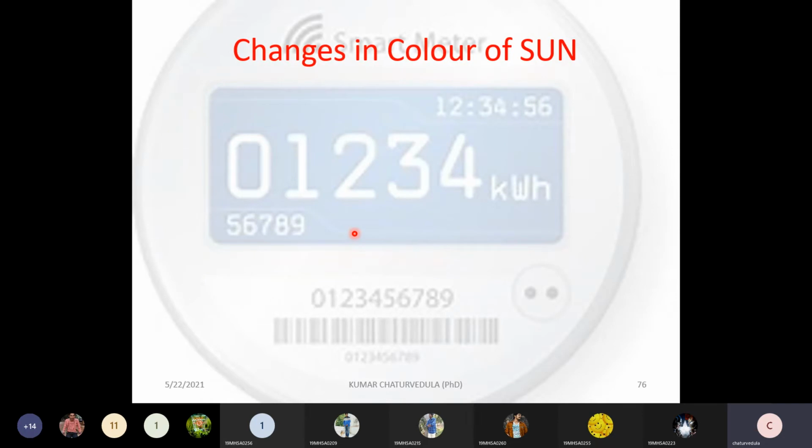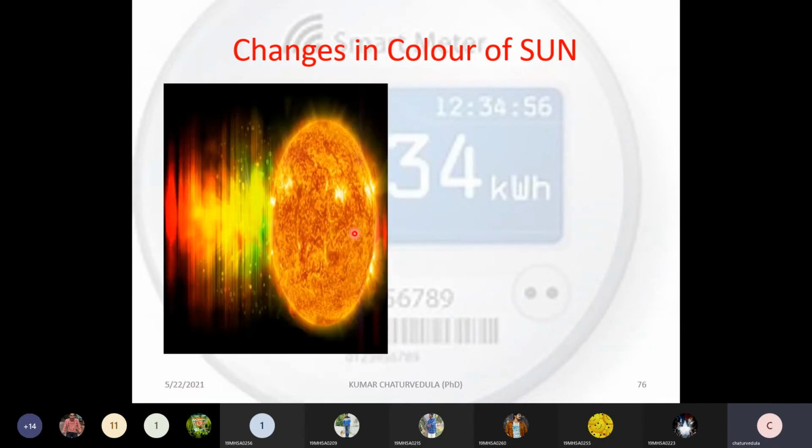Color by observing the changes in the color due to light. Here I have taken the example of the sun. The sun emits a mixture of all colors of light, but we cannot see the many colors. We are able to see only some colors.